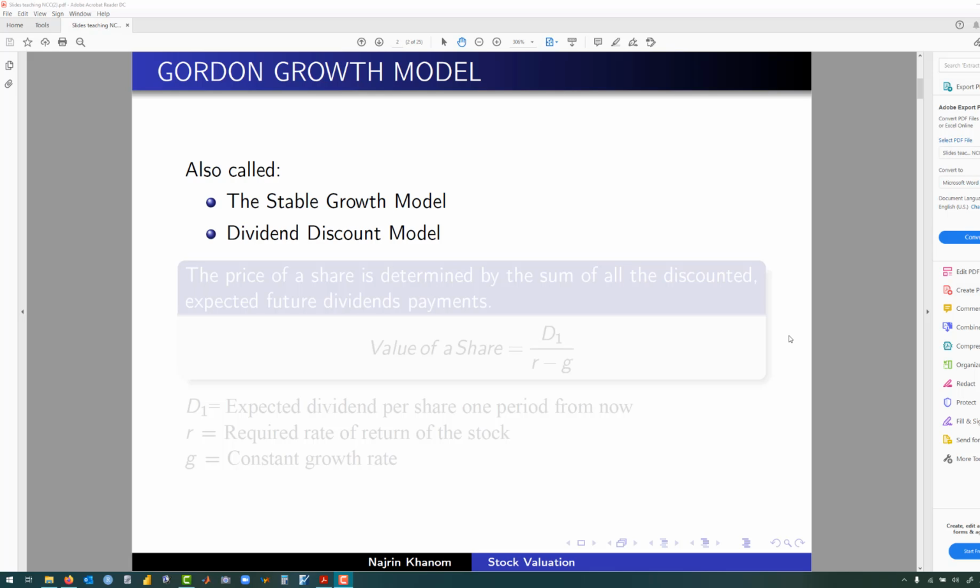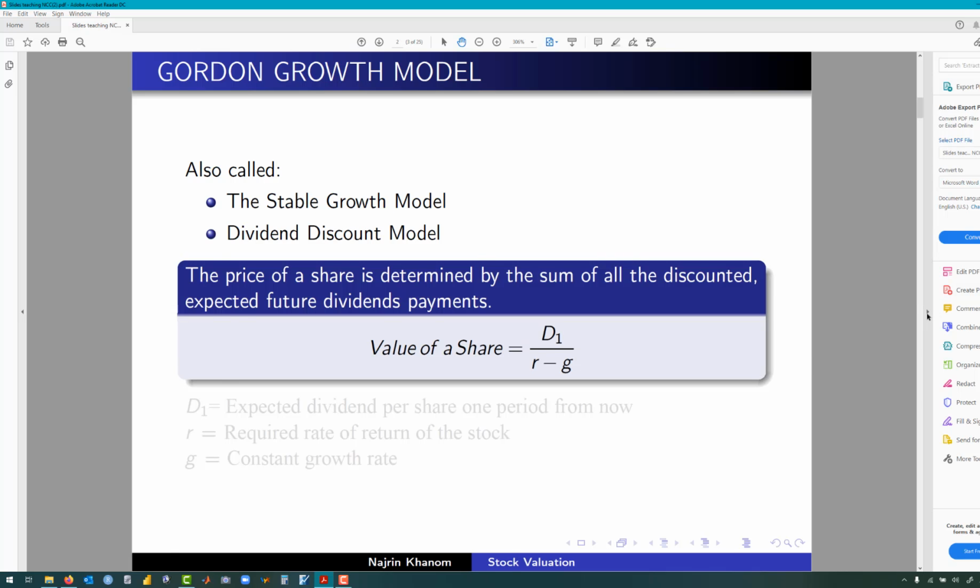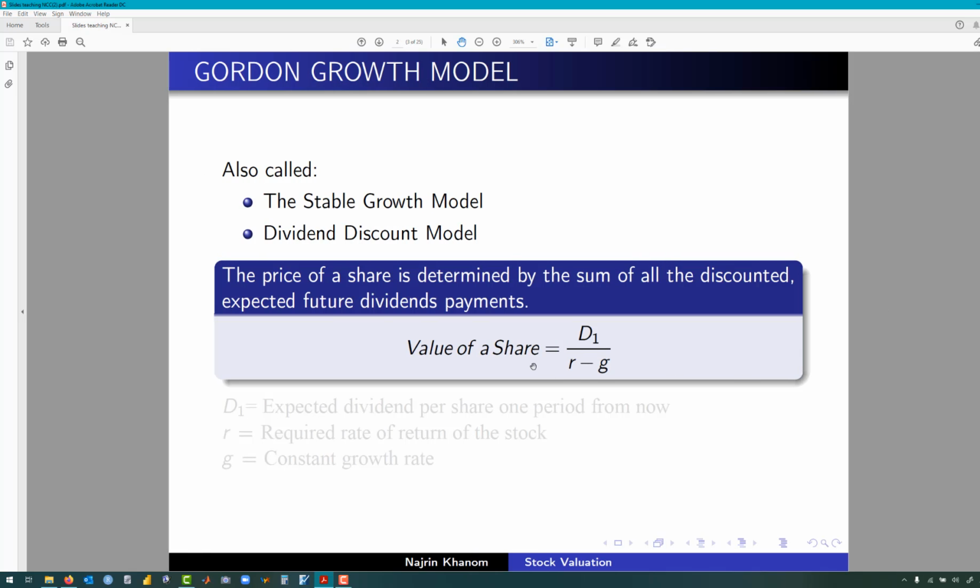Right, in this video, we're going to be looking at the Gordon growth model. More specifically, how do we get the formula of the Gordon growth model? If you see the formula here, D1 over (Rs minus g), or D1 over (r minus g), how do we get to this formula? What is the derivation behind that?